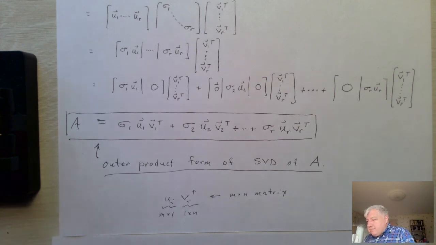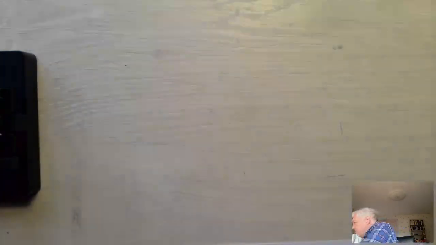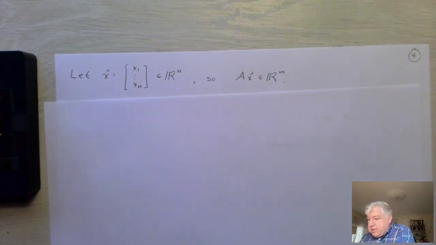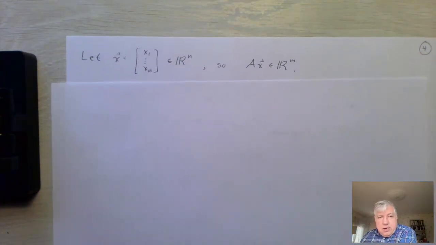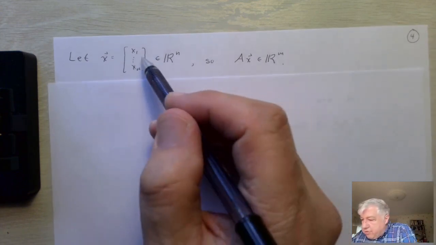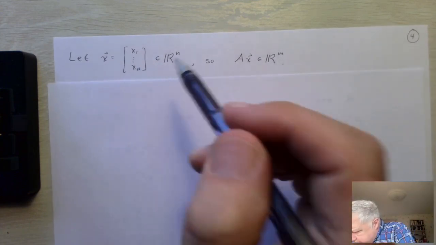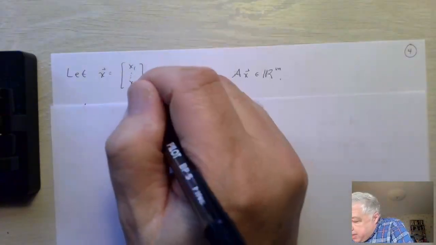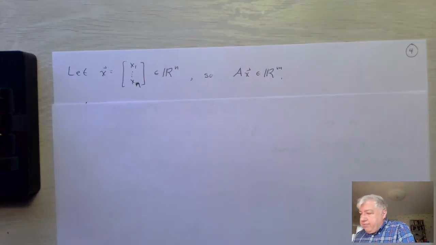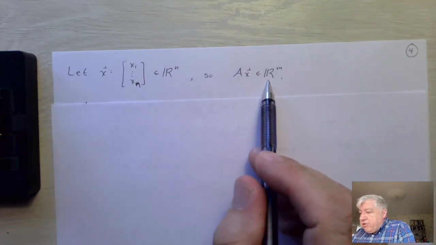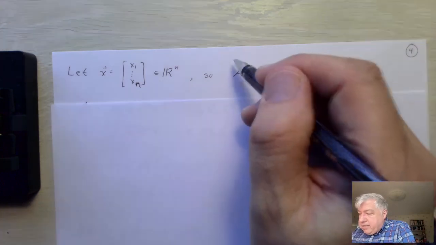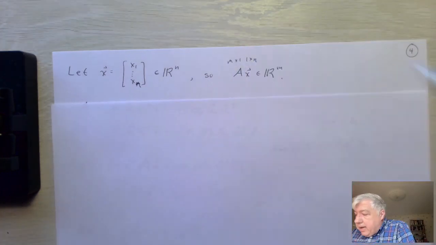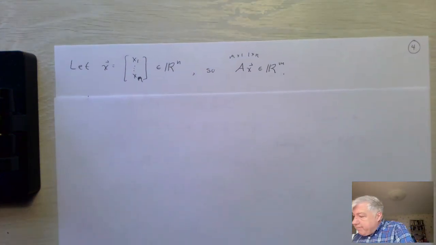Moving on to the next slide. If x is an arbitrary column vector, x1 through xn, and this should be an n here if there's any doubt, then the product Ax is going to be in R^m, because again, this is m by 1, and this is 1 by n.